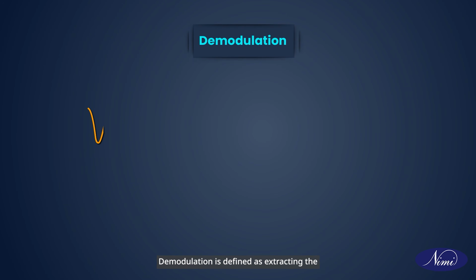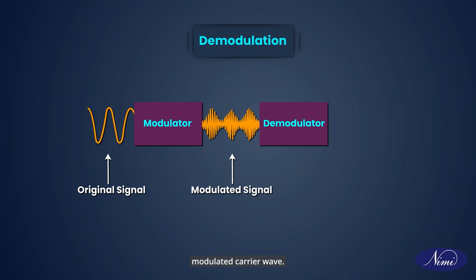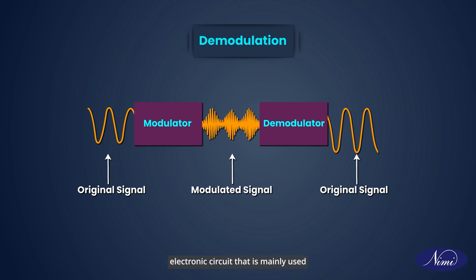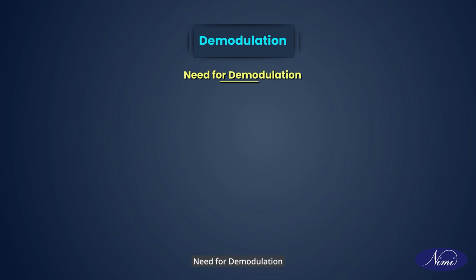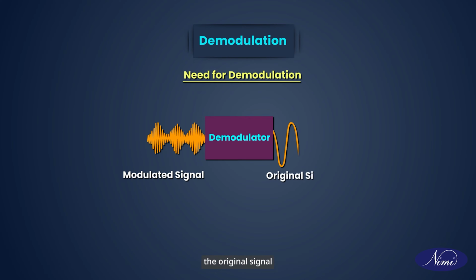Demodulation is defined as extracting the original information carrying signal from a modulated carrier wave. A demodulator is an electronic circuit that is mainly used to recover the information content from the modulated carrier wave. Need for demodulation. Demodulation is the process of recovering the original signal from the modulated signal.